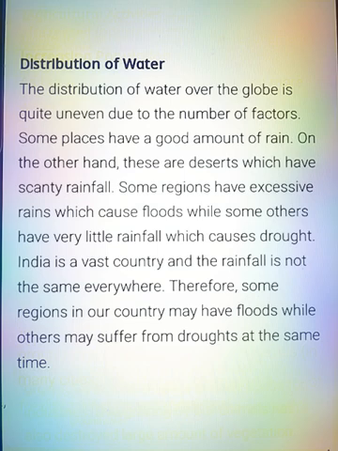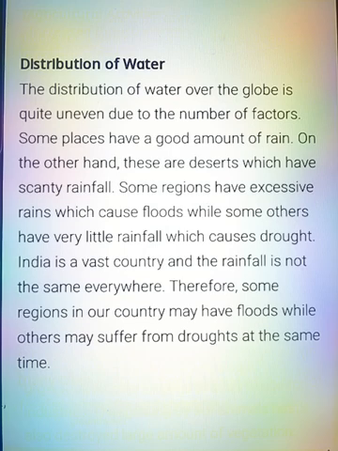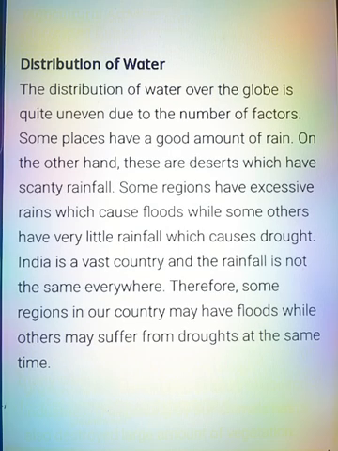Distribution of water. The distribution of water over the globe is quite uneven due to a number of factors. Some places have a good amount of rain. On the other hand, there are deserts which have scanty rainfall. Some regions have excessive rains which cause floods, while some others have very little rainfall which causes drought.